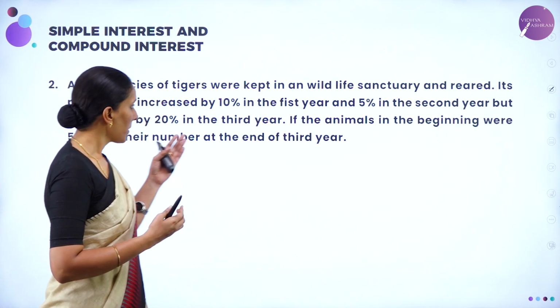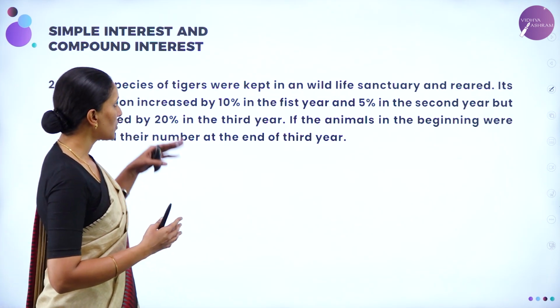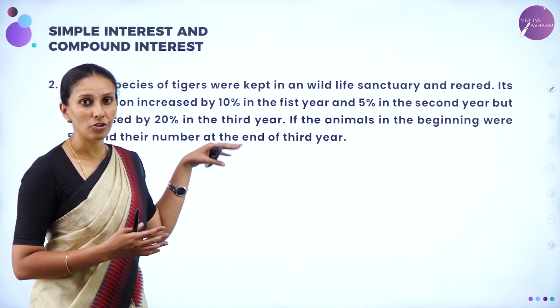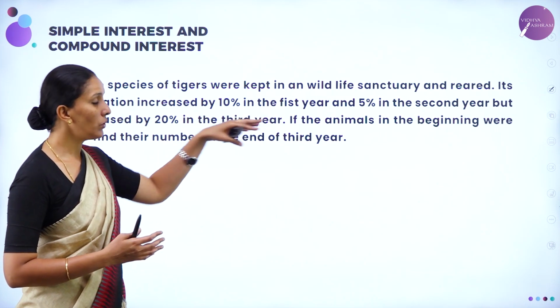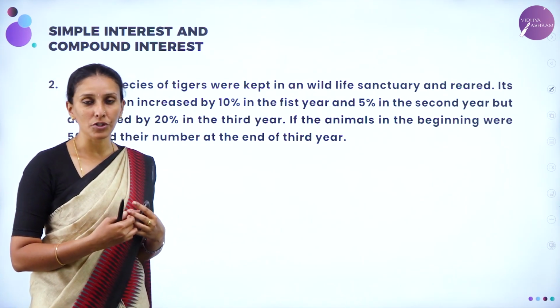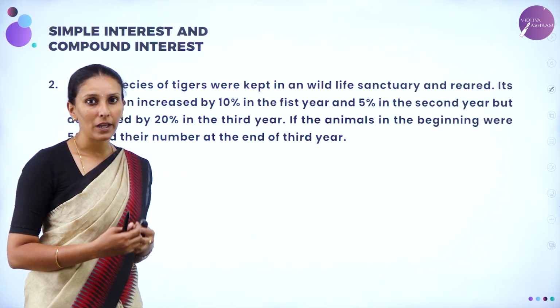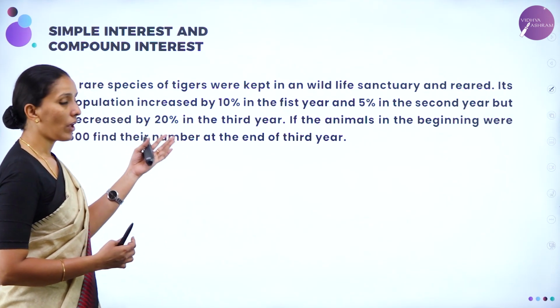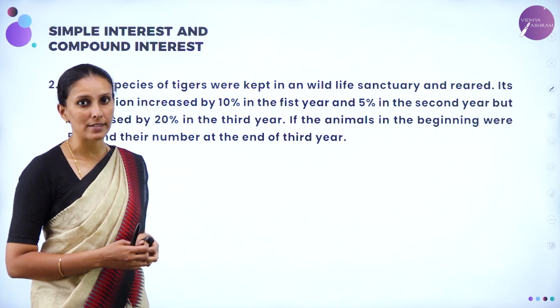So let us take this as an example. Here we are calculating the population of tigers with respect to 3 years. Similarly, it can also be used in bacteria culture, or calculating the population of a city. So this is one of the applications of compound interest.